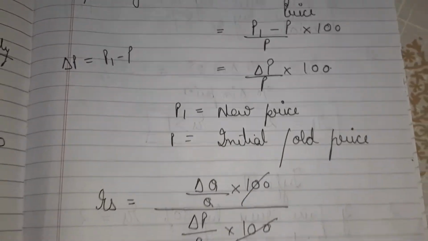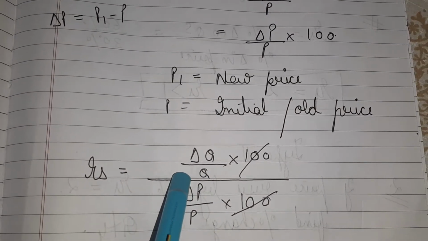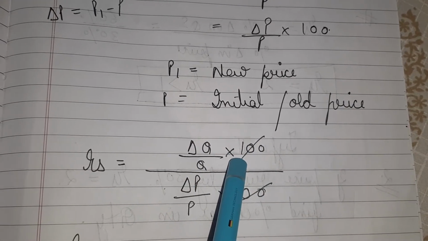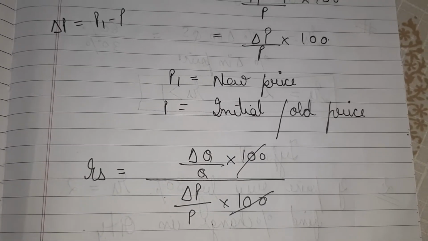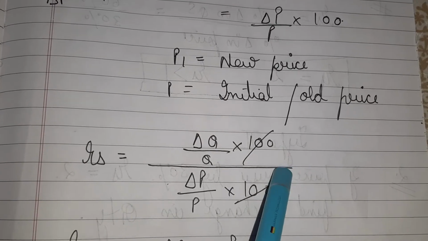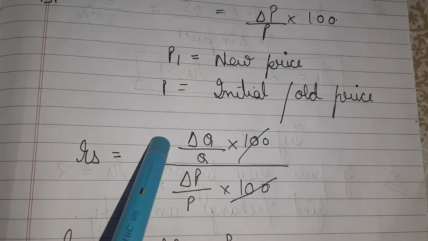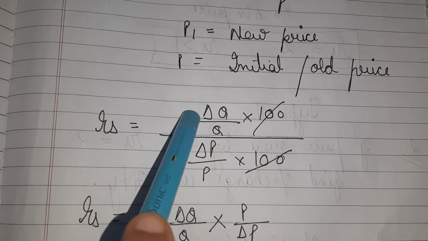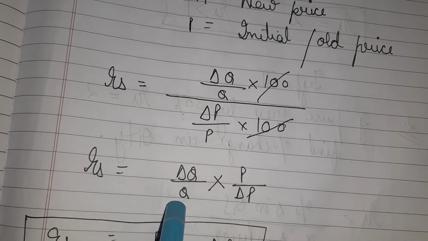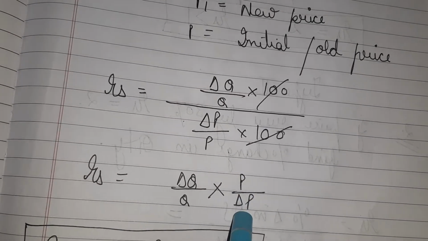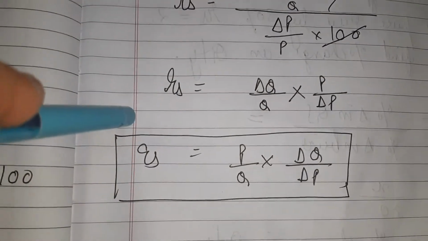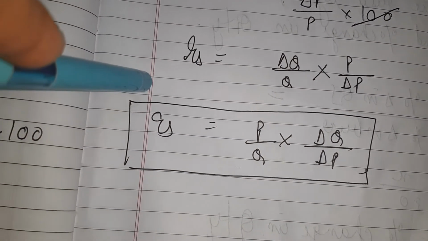So elasticity of supply is equal to change in Q upon Q into 100. This was the percentage change in quantity supplied. And second, change in P upon P into 100. This is the percentage change in price. The 100 will cancel with the 100. So we have change in Q upon Q and change in P upon P, which can be written as P upon Q into change in Q upon change in P. So this method is considered the percentage method and this formula is considered the proportionate method. These are one and the same thing.